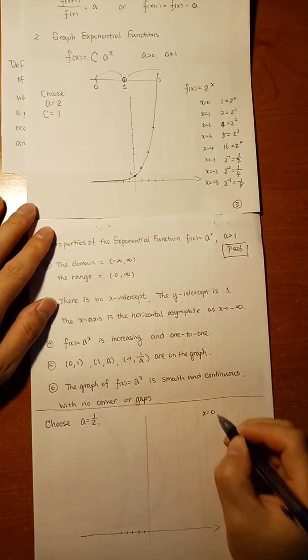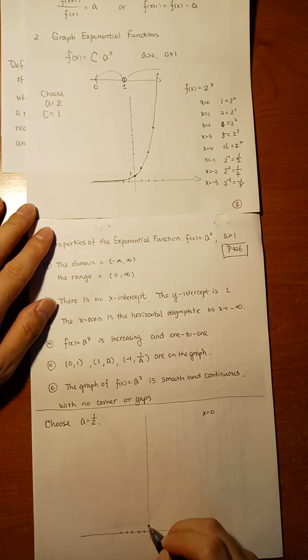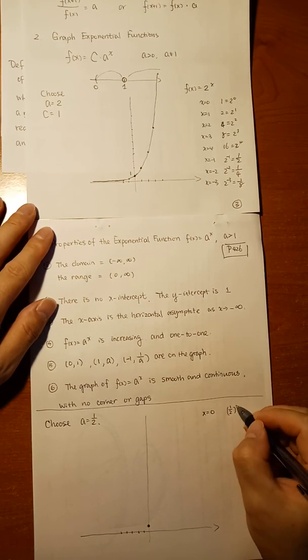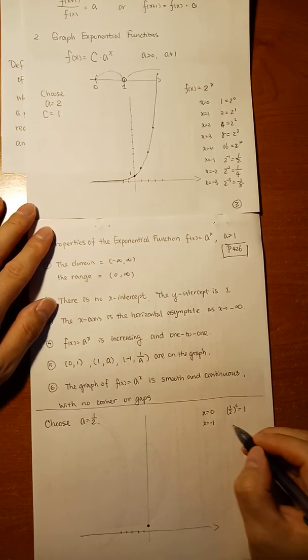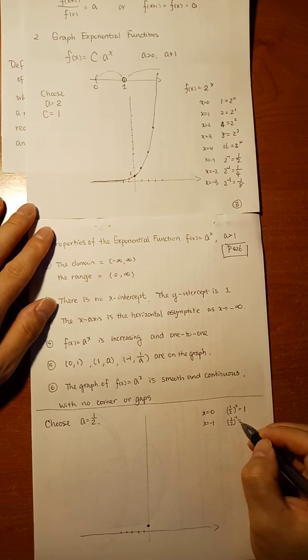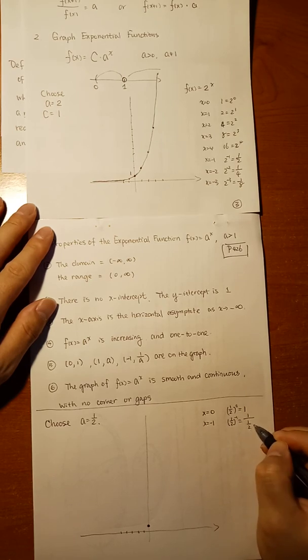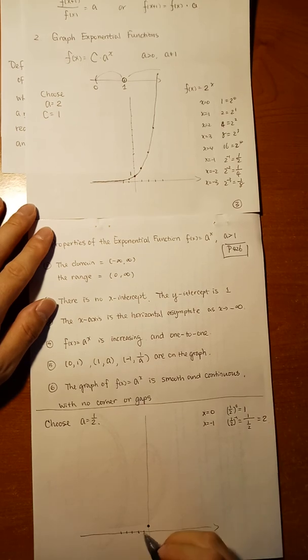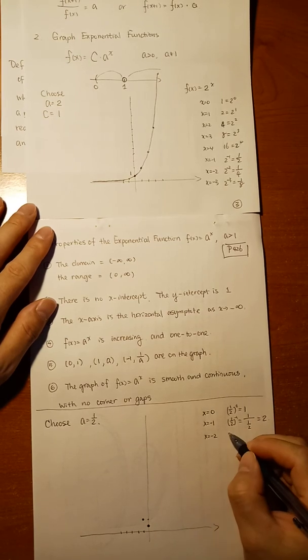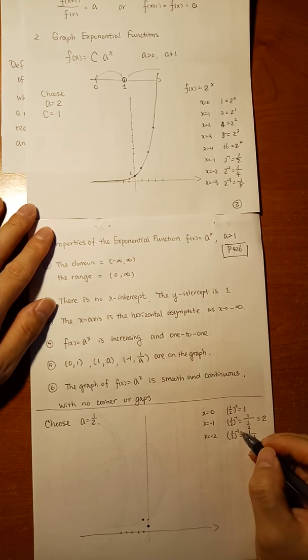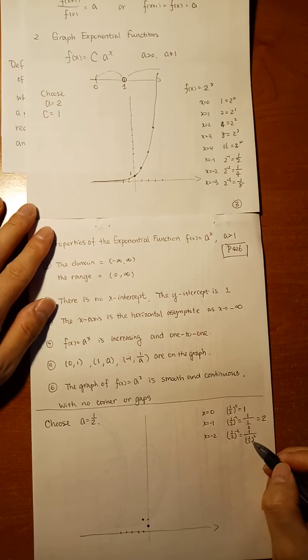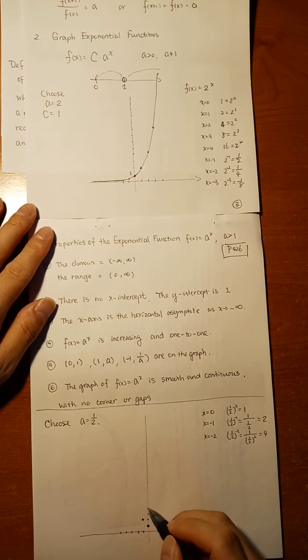When x is 0, it doesn't matter what a you have, it's always 1. So 1/2 to 0 is 1. When x is -1, let's check this part. When x is -1, it's 1/2 to -1. Negative power means you're going to flip it to the denominator. 1 over 1/2 is 2. So at -1 it is equal to 2. When x is -2, 1/2 to -2 is 1 over 1/2 squared. Whenever you see a negative sign, you just flip it to the denominator. 1/2 squared is 1 over 4. 1 over 1 over 4 is 4.